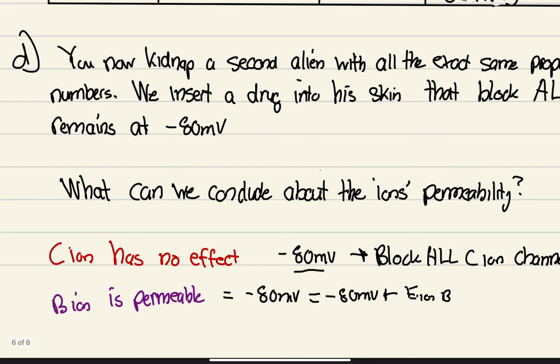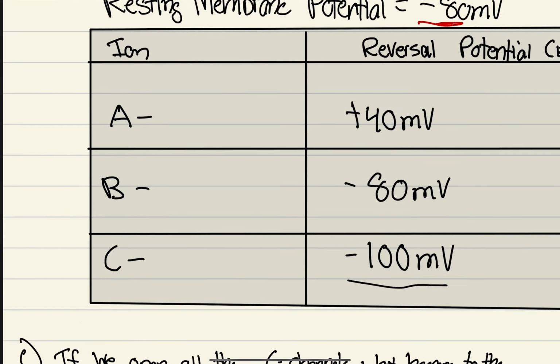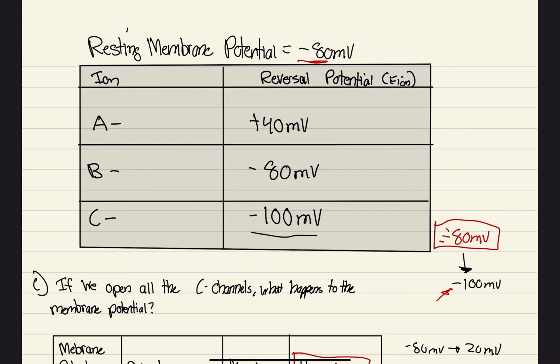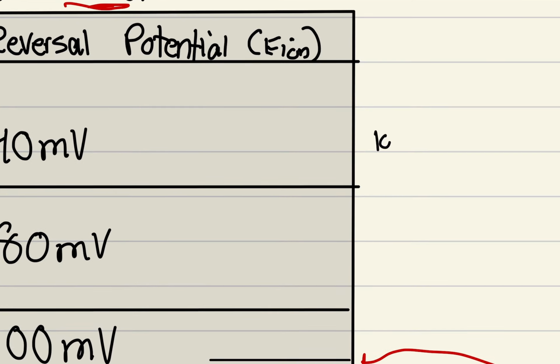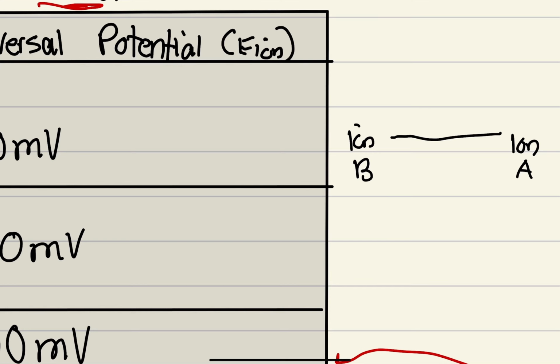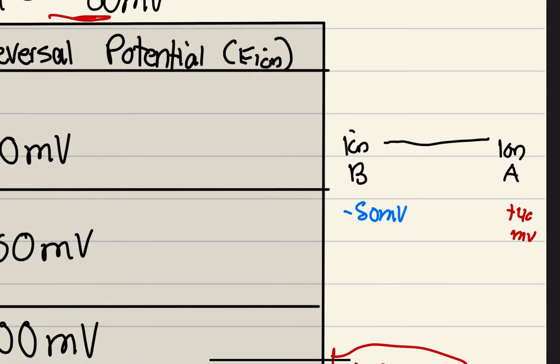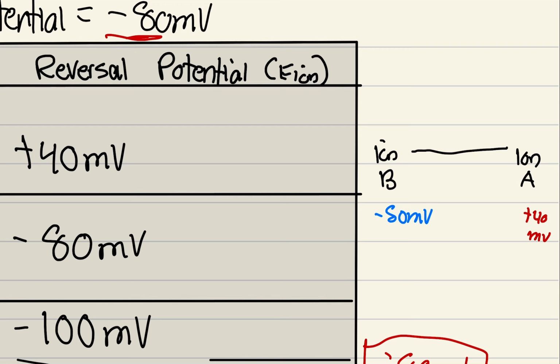A is not permeable because, remember we had this tug of war scenario from before. If we have ion B here, and then say ion A here, and then we're at, so this was negative 80 millivolts. This is positive 40. If they were both permeable, sorry, let me make that neater. Okay, if they were both permeable, the resting membrane potential will not be at negative 80. It would be somewhere halfway.